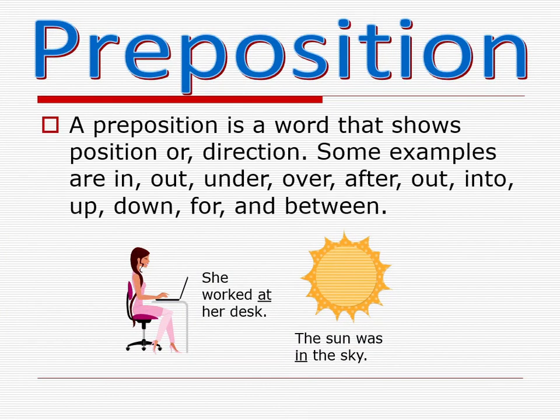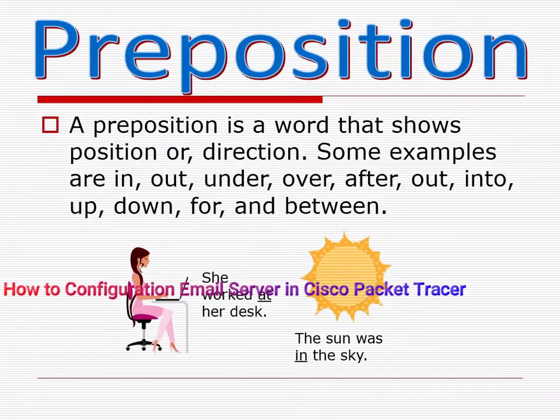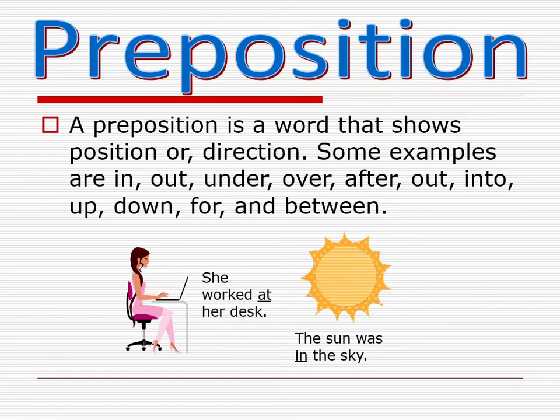Preposition. What is a preposition? A preposition is a word that shows position or a direction. Some examples are in, out, under, over, after, into, up, down, for, and between. She worked at her desk. So here they are telling us that a preposition is a word that shows a position or a direction. So, she worked at her desk. Here the preposition is at.